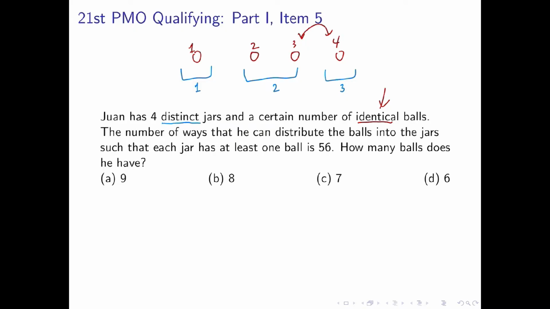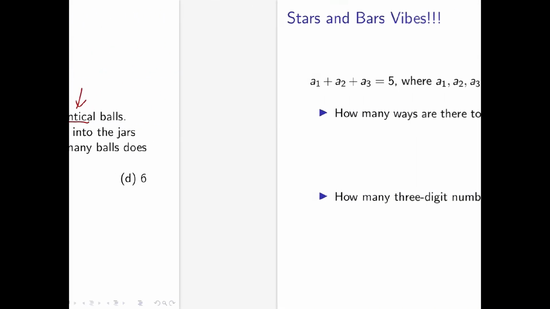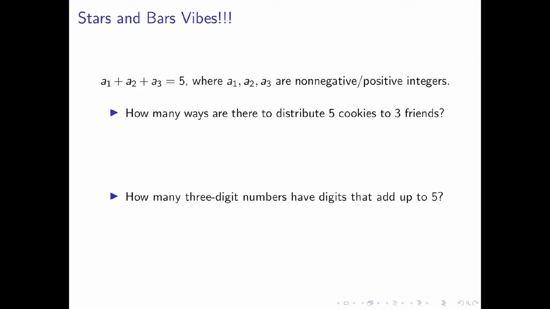Before we move on to solving this question, I'll show the general equation type or some of the possible translations in questions that involve the stars and bars technique. These types of questions give us stars and bars vibes. If you see an equation of variables, for example a1 plus a2 plus a3 equals 5, and a1, a2, a3 are non-negative. Non-negative integers are just whole numbers, positive plus the 0, so 0, 1, and so on. And then we have positive integers, so 1, and so on.